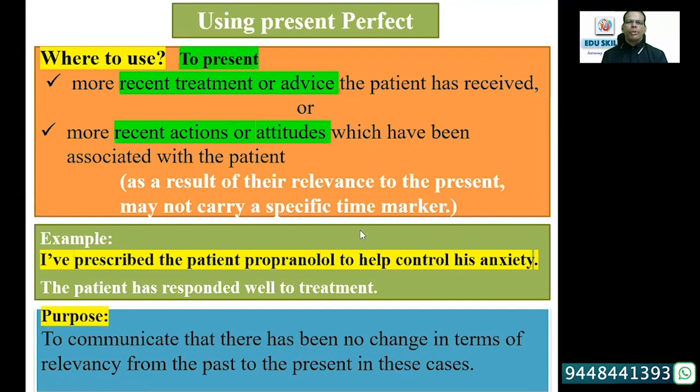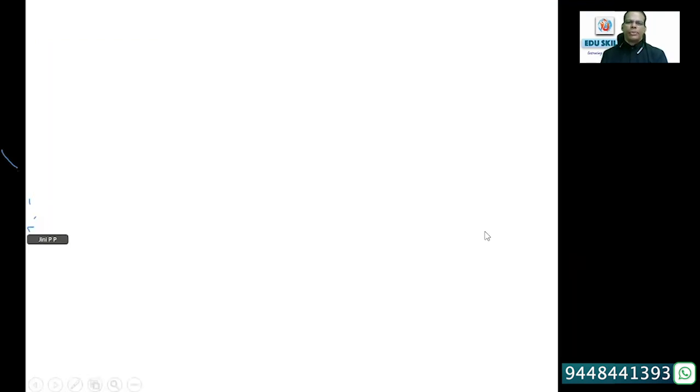Okay, what is the purpose of using present perfect? To communicate that there has been no change in terms of relevancy from the past to the present. These aspects have a relevance to the present. So there is no change. Though it was a situation in the past, it is still continuing. That's why we use the present perfect, clearly telling the reader that the patient is still suffering with certain problems, and you need to consider or take care of the aspect. So that is the purpose.